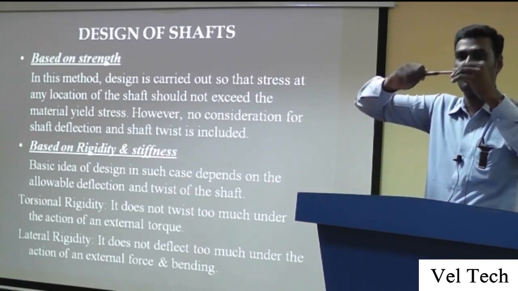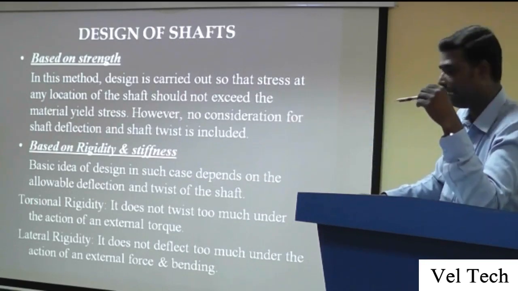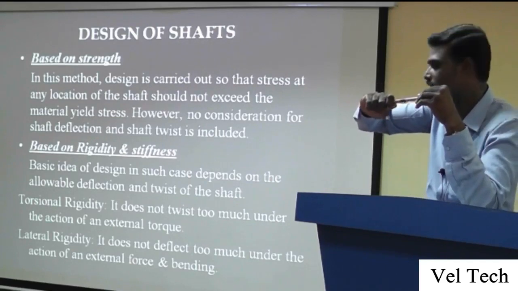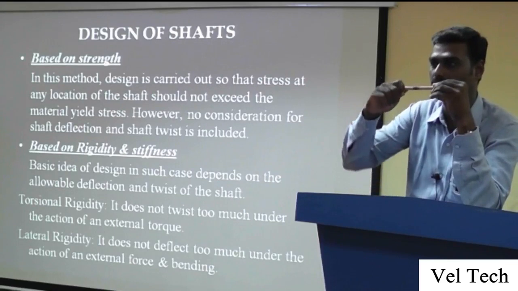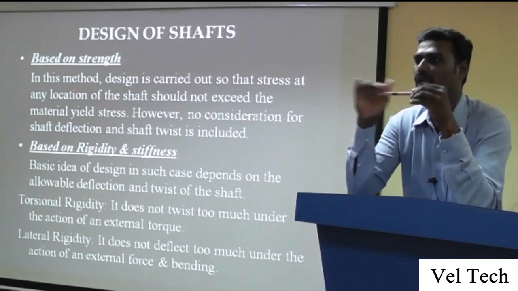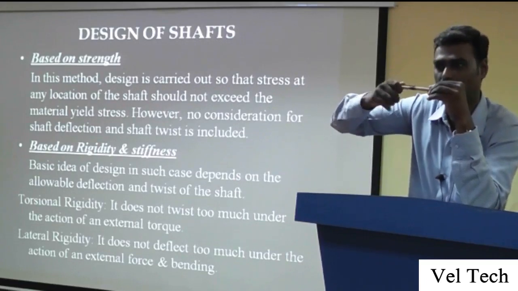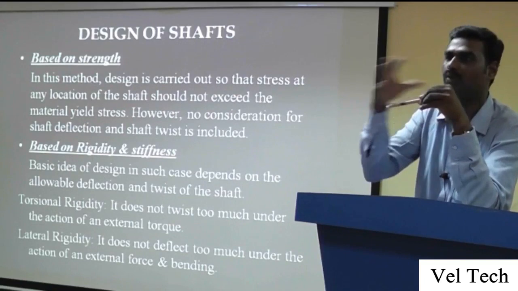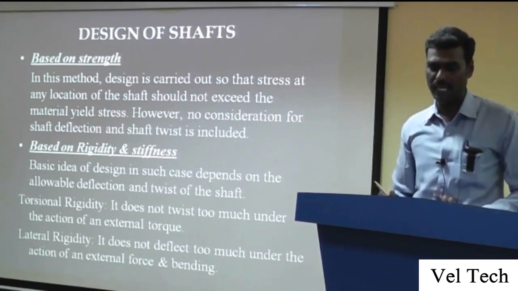For that condition, what is the behavior of the shaft? How do we design the shaft? What is the suitable diameter of the shaft? The basic idea of design of shaft is very simple: the basic idea is to find out the diameter, that's all, for the given application. To find out the diameter, we have to follow these steps. What are the forces, what are the loads, what is the method of approach, and everything we have to follow.